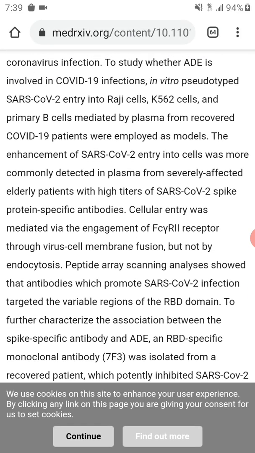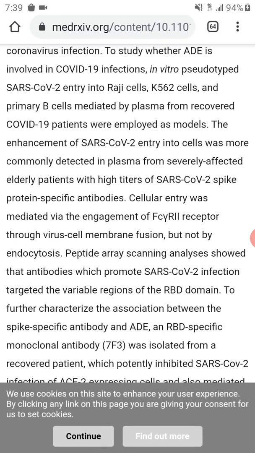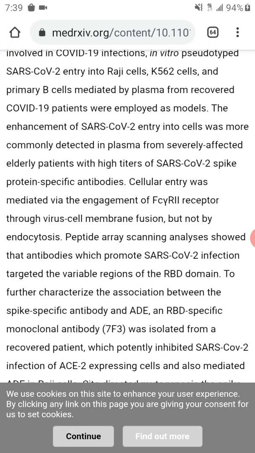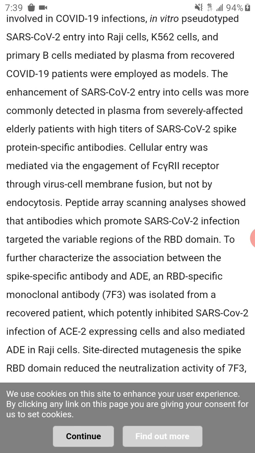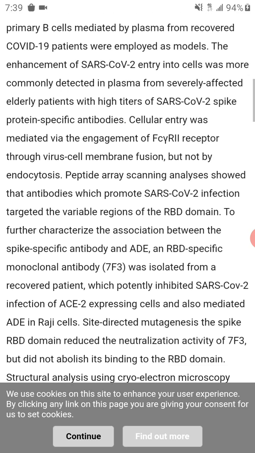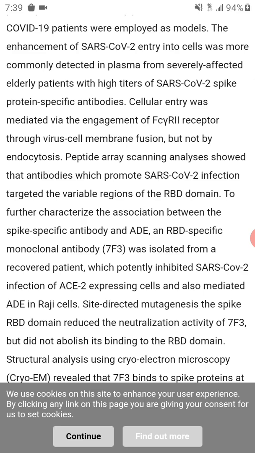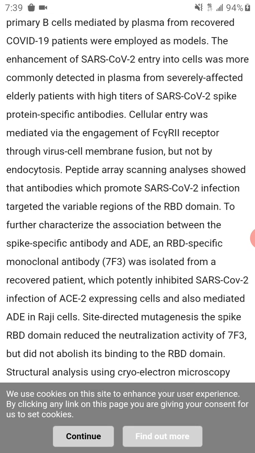So this is weird because when they say they're putting, okay, they put pseudotype SARS-CoV-2. Wait, in vitro pseudotype SARS-CoV-2 entry. Is the entry pseudotyped or is the SARS-CoV-2 pseudotyped? The enhancement of SARS-CoV-2 entry into cells. When they say they put SARS-CoV-2 in cells, what did they put into the cells? Because apparently they didn't isolate and purify SARS-CoV-2.